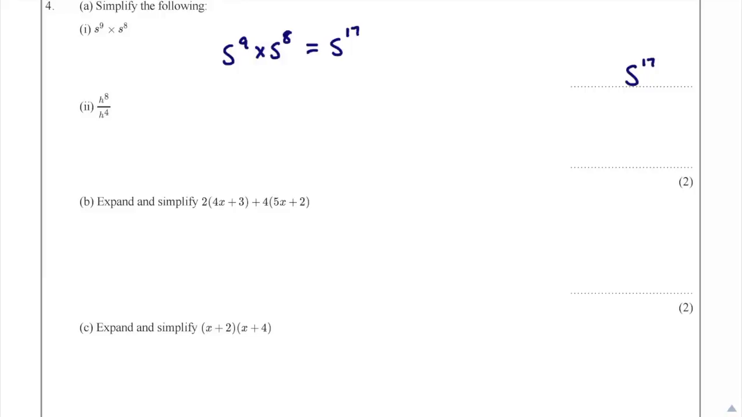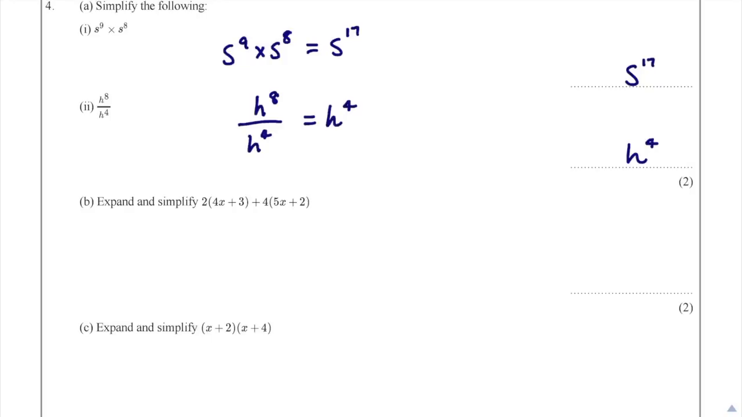Second part says simplify h to the power of 8 divided by h to the power of 4. Well, when we're dividing, we subtract the powers, so we're just doing 8 minus 4, which is h to the power of 4. So that's the second part.